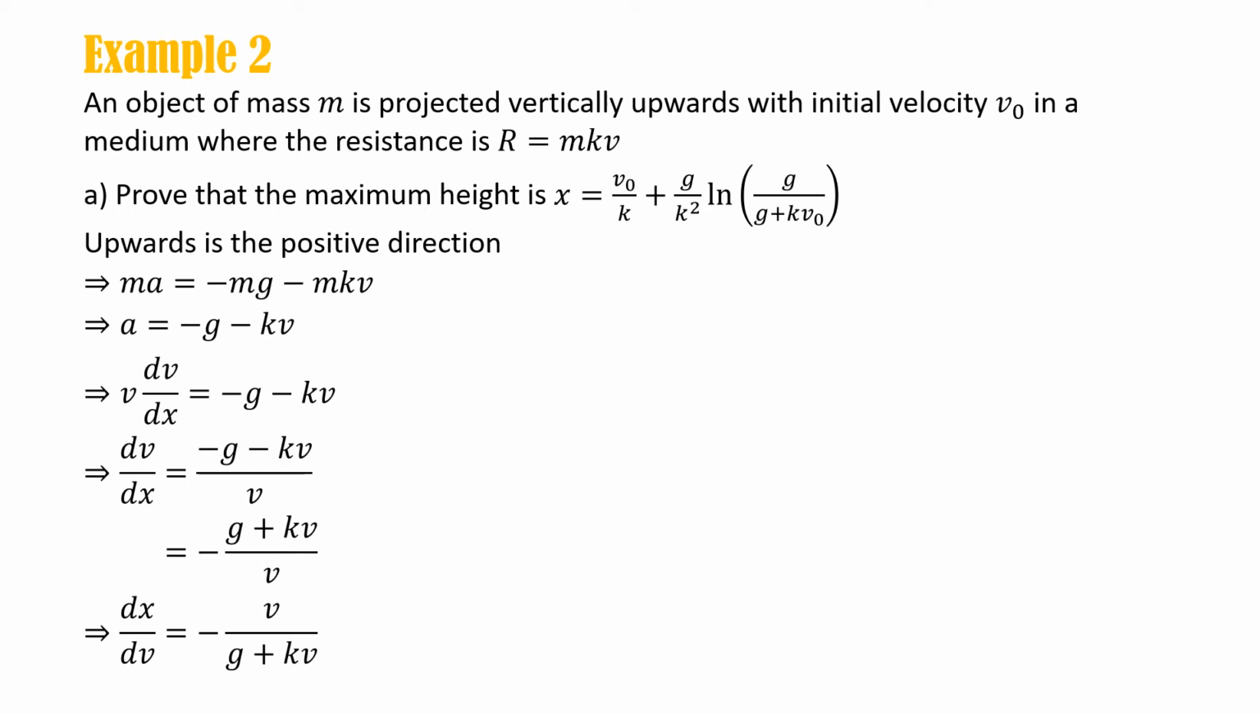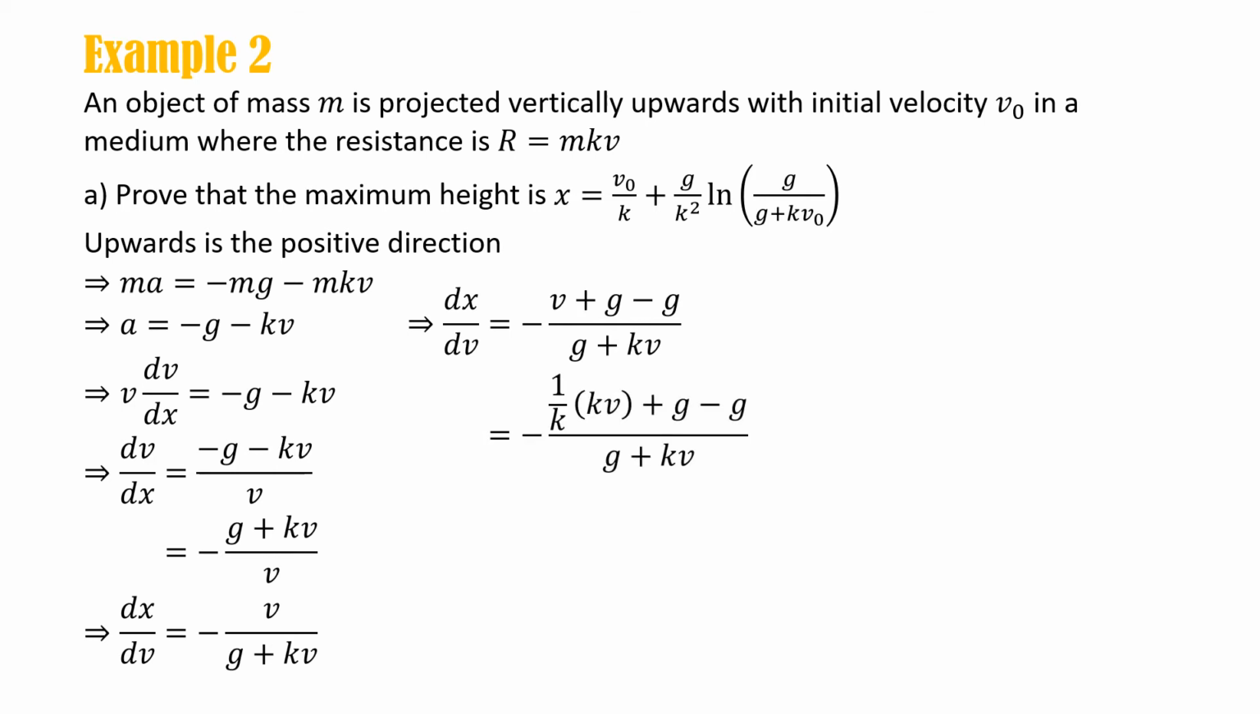So our ultimate goal, again, is going to be to integrate this. But again, our numerator there is not the derivative of our denominator, so we want to rewrite our numerator in terms of our denominator. So the first thing that I notice is there's no g, so I'm going to have to add a g on there, but if I'm adding a g, I have to take a g. All right, so g minus g cancels out and that would go away. Next thing is my v on the top is not a kv, so I'm going to have to multiply that by k. So 1 over k lots of kv, they would cancel each other out, plus g minus g, we would just be left with v. So we haven't done anything different there.